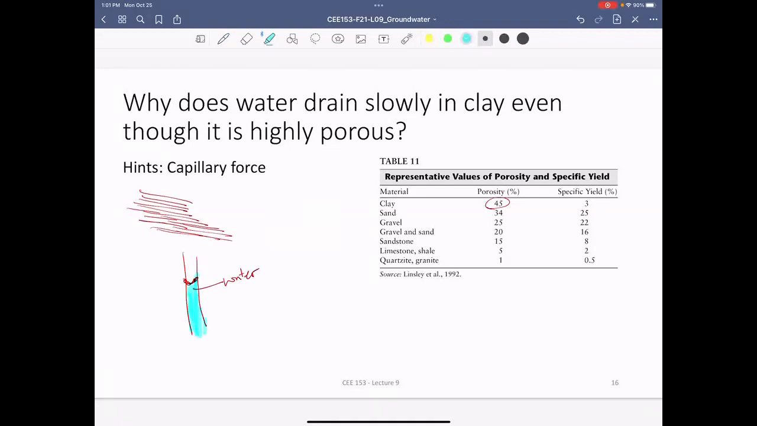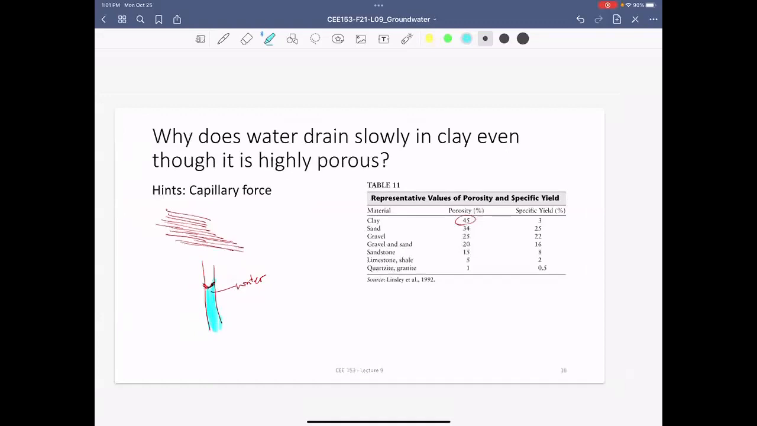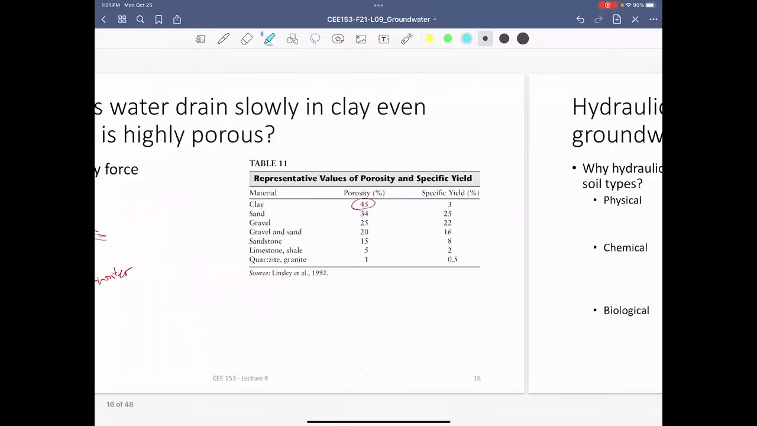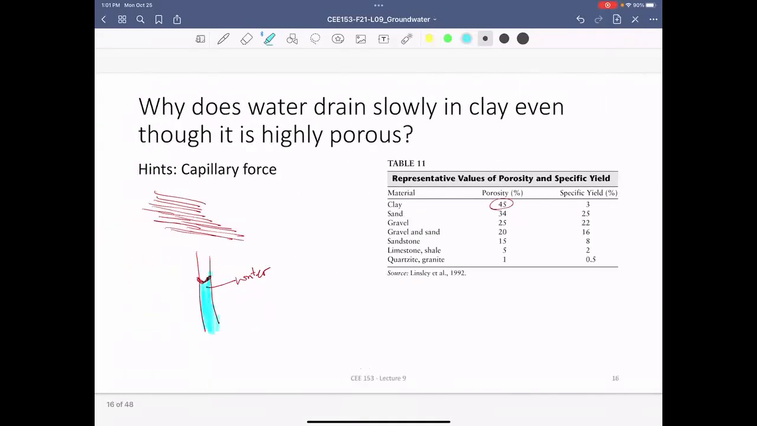That gap is filled with water that is held so tightly that it doesn't move out. So even clay has high porosity, because the particles are so small and stacked against each other that there is always a little bit of water in between. That gap makes them porous, but it is unusable for water storage or water drainage.